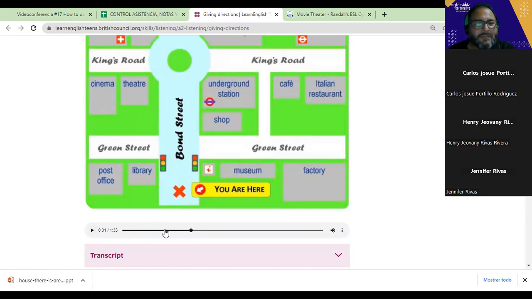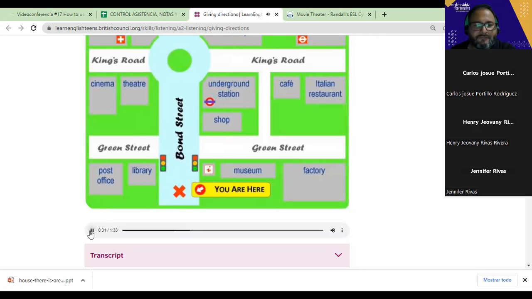We're going to listen again, but I just want you to repeat what you listen to. Quiero que algunos de ustedes vayan repitiendo lo que escuchan, okay? Letter B. Go straight on. Go past the traffic lights. You'll see a shop on the right. Good. Go past that, and it's on the right next to the shop. It's next to the shop on the right, right? That is the underground station.